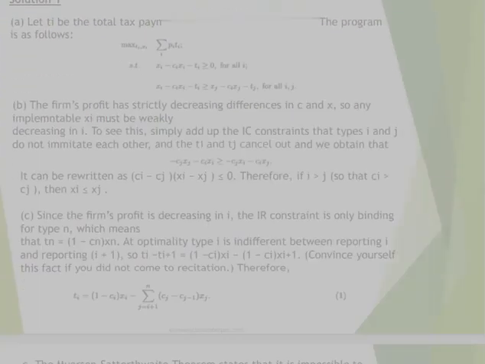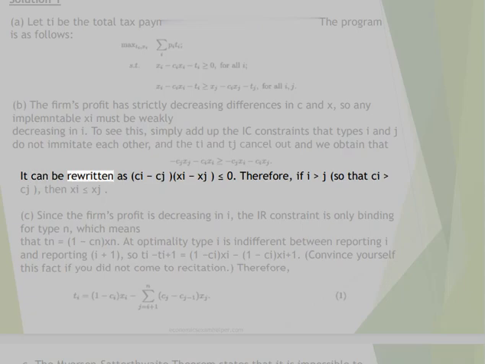Solution 1. A. Let T_I be the total tax payment by the monopoly of type I. The program is as follows. B. The firm's profit has strictly decreasing differences in C and X, so any implementable X must be weakly decreasing in I. To see this, simply add up the IC constraints that types I and J do not imitate each other, and the T_I and T_J cancel out, and we obtain that.